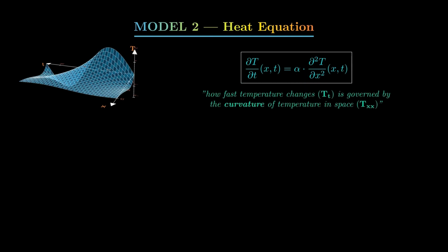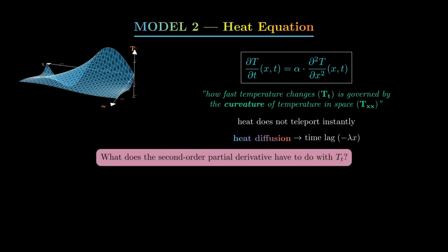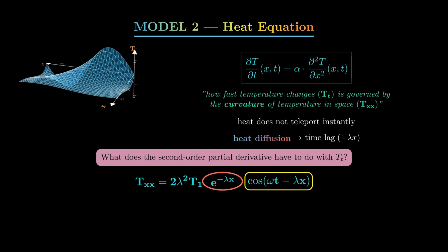So why do we have this equation? Since heat experiences diffusion during the journey rather than teleports instantly, we get a time lag. What does the second partial have to do with the changing speed? That's because of the cosine term with the phase shift that slows down the heating and the exponential term that makes it die out eventually.